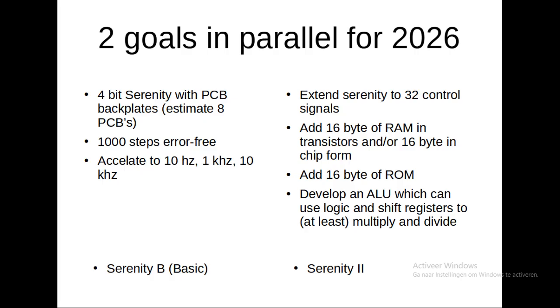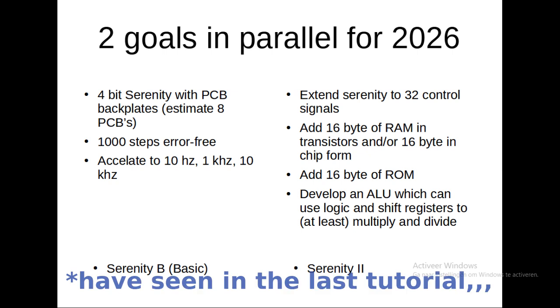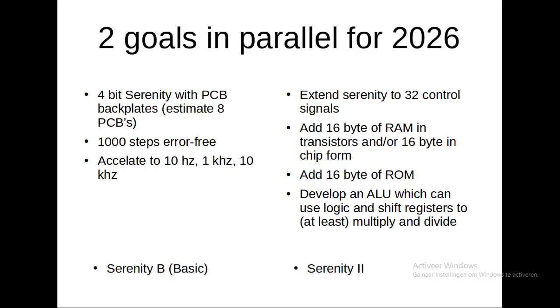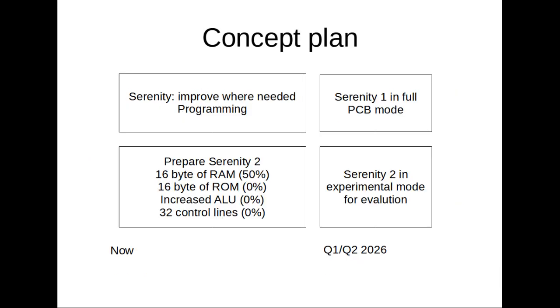On the other hand, I want to build a Serenity 2 that extends to 32 control signals, and I will add 16 bytes of RAM, which you will already see today, and 16 bytes of ROM. And I will develop an ALU that will use logic and shift registers to at least multiply and divide. And here is the total concept plan in a slide. And let's pull the slide up in a year and see how far we got.